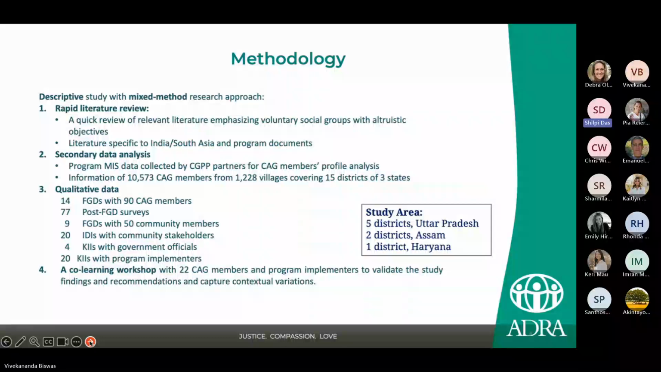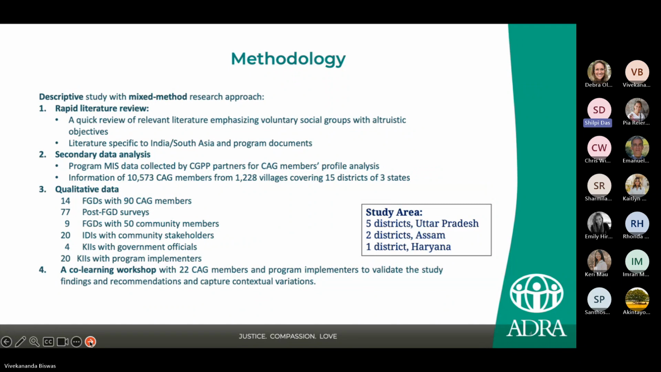Through the secondary data analysis, the project had a strong MIS. For the last 20 years, this project has had a very strong MIS system, and this particular study tried to study the MIS. Through this MIS, the CAG member profiling, including age and occupations, was studied. The profiling of the CAG members was conducted across 1,228 villages covering three states, namely Uttar Pradesh, Assam, and Nuh in Haryana.